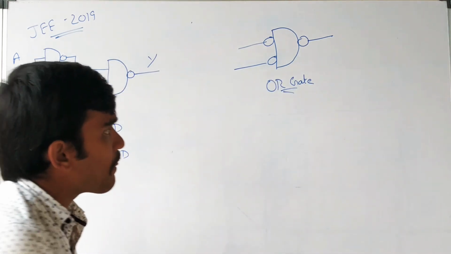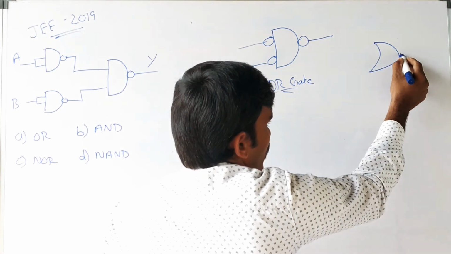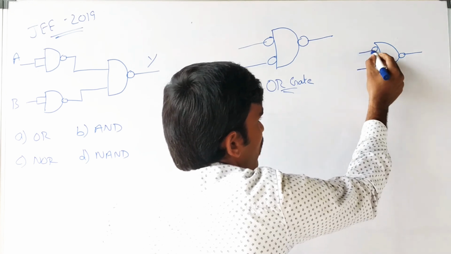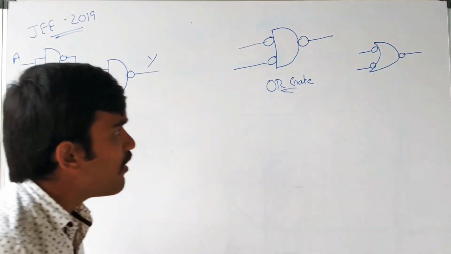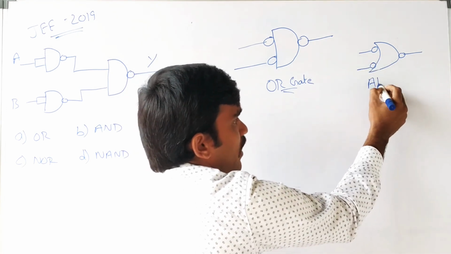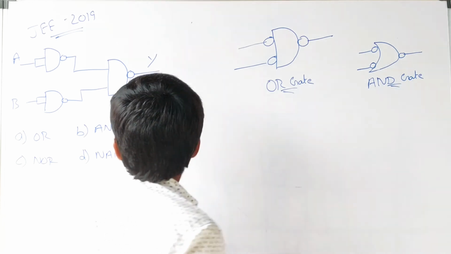In a similar way, if you take the OR gate and I bubble both the input sides and the output side, this bubbled OR gate we can call an AND gate.